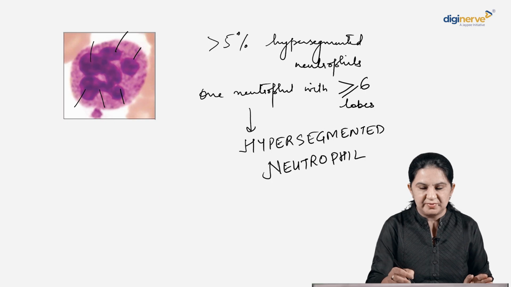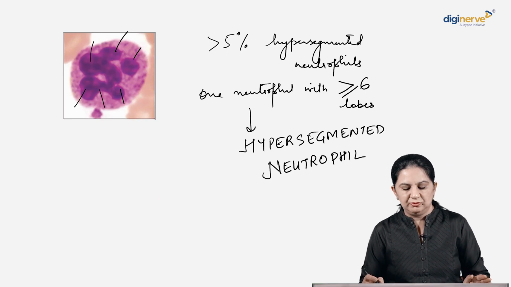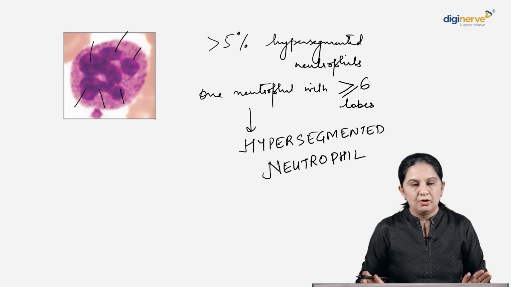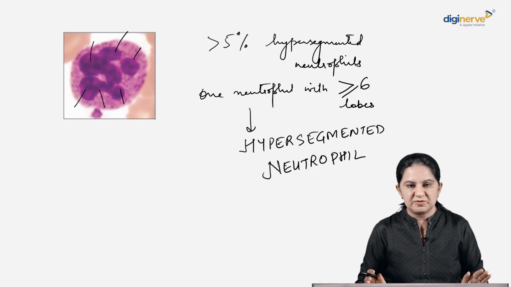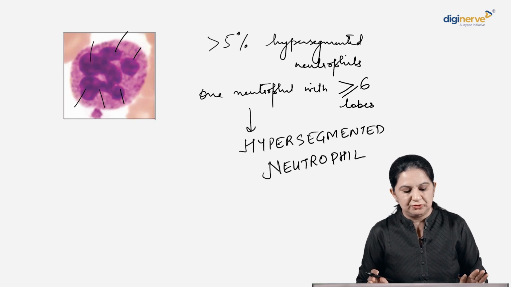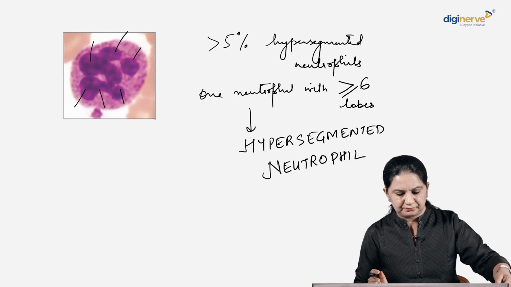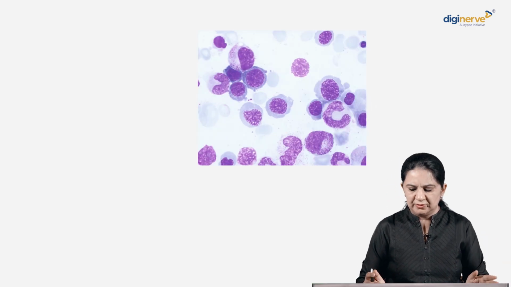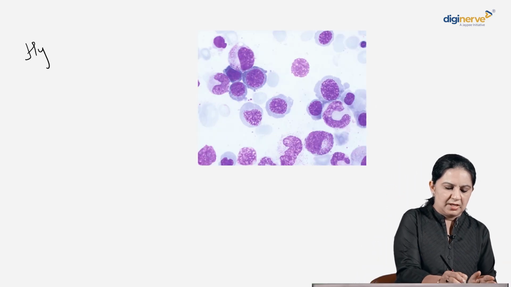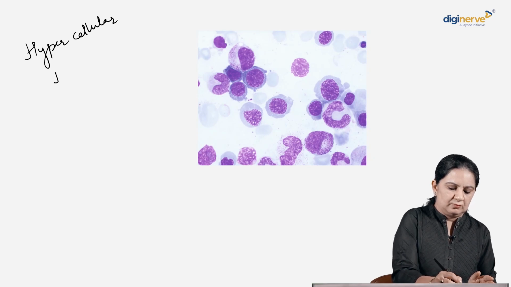Alright, more than 5% of hypersegmented neutrophils in a blood picture, or even one neutrophil with 6 or more lobes, is sufficient to call it hypersegmented neutrophils, right? So bone marrow, again, it will be hypercellular. Myeloid to erythroid ratio would be decreased.